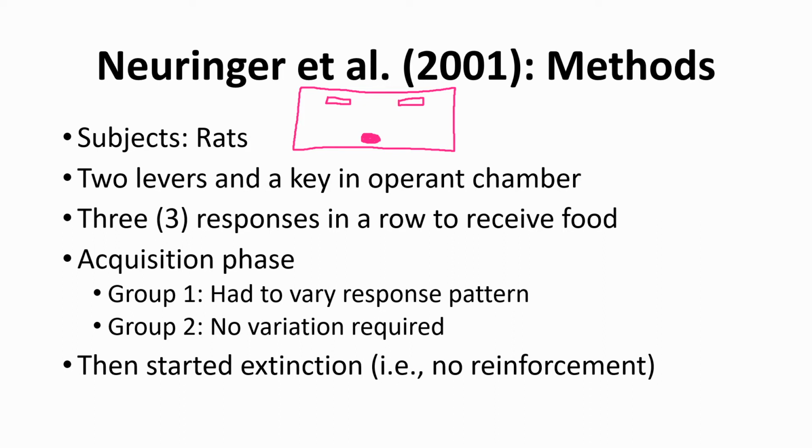Group 2, which they also call the yoked group, could get reinforcement for any combination of responses. There was no variation required. This was our control group. They could kind of do whatever. They could hit this lever 3 times and they would get reinforcement. And they could do that every single time and still get reinforcement. So that's our setup. We have one group that's been reinforced for variability and one group that's been reinforced with no restrictions on their variability.